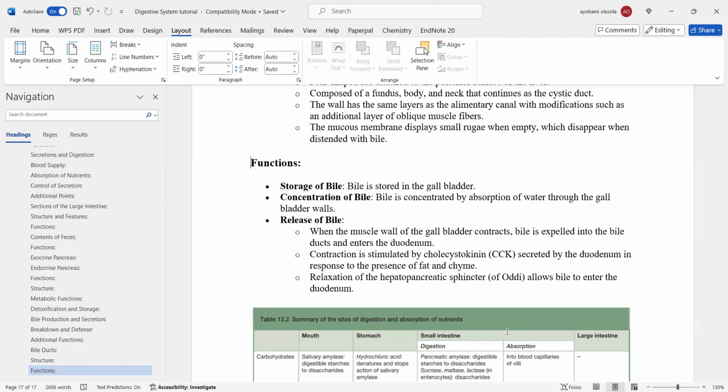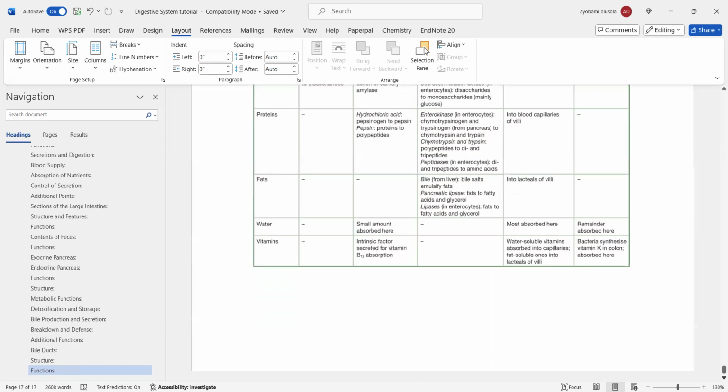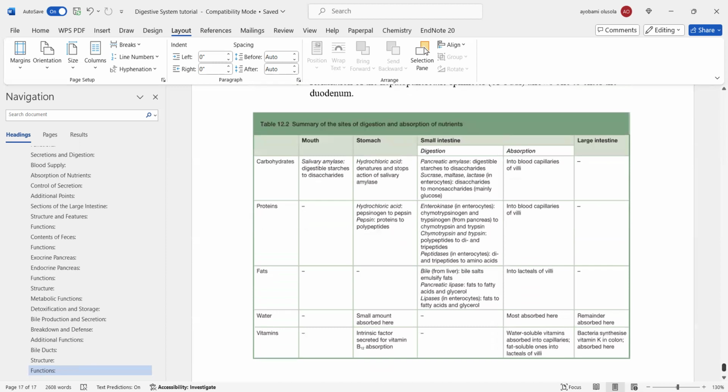The contraction of the gallbladder is stimulated by cholecystokinin, CCK, which is secreted by the duodenum in response to the presence of fat and chyme. Relaxation of the hepatopancreatic sphincter allows bile to enter the duodenum. So with this, we have come to the end of the digestive system. Let's just take a quick summary of how these classes of food are digested.